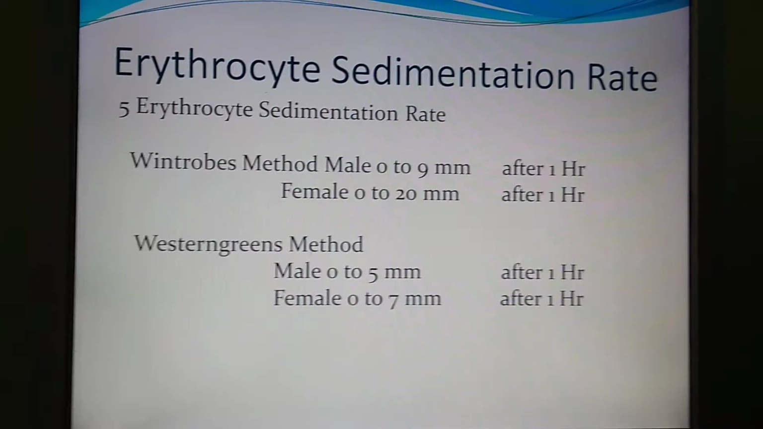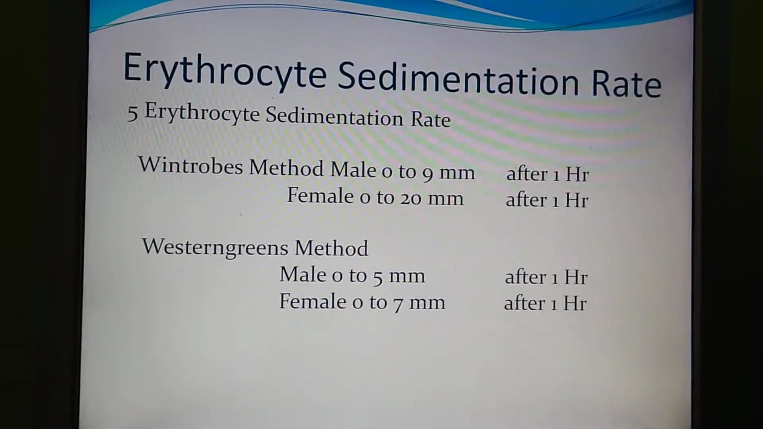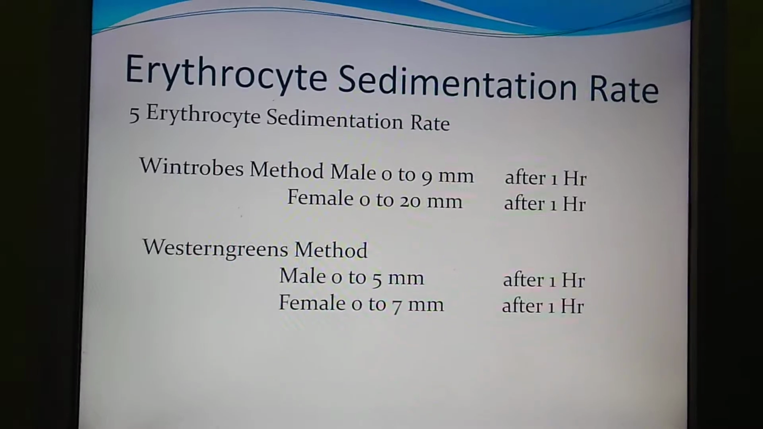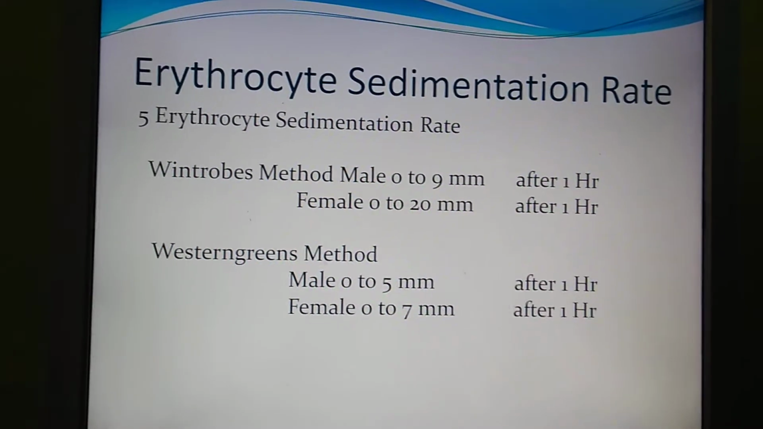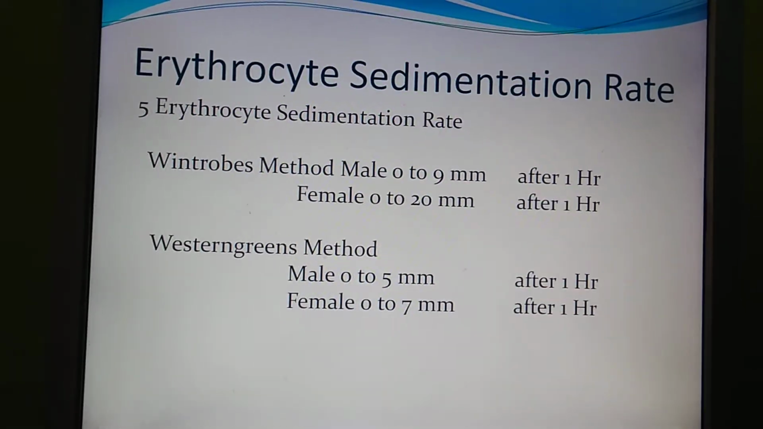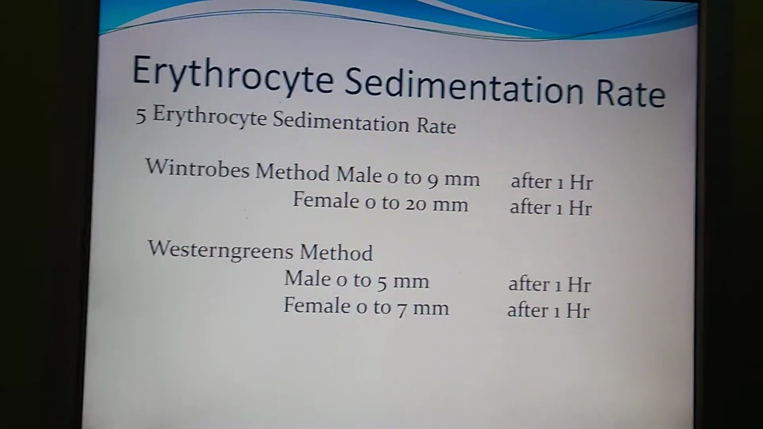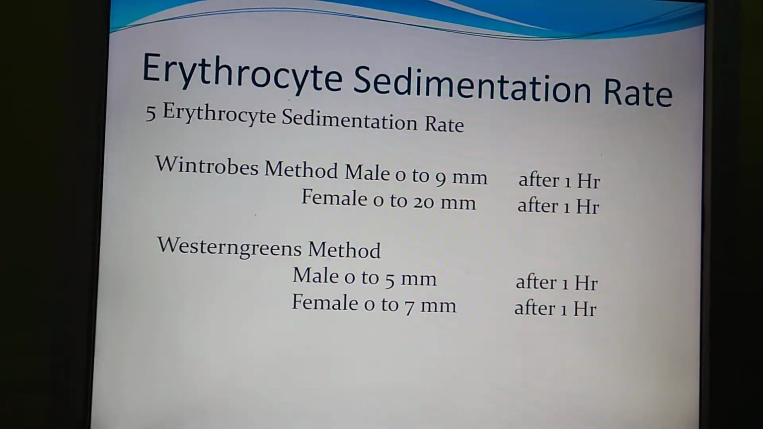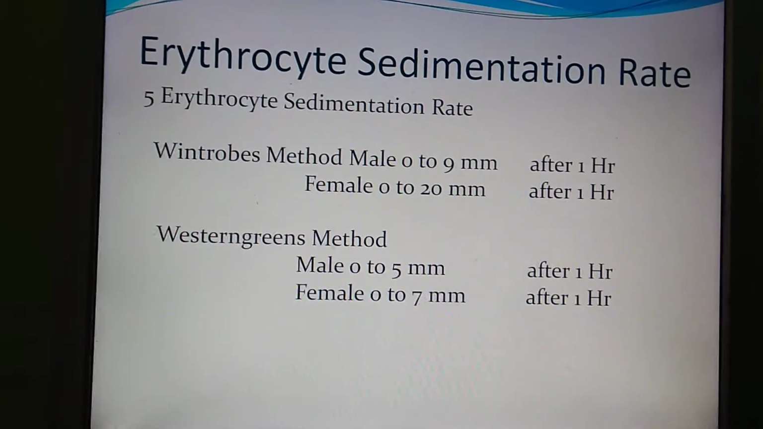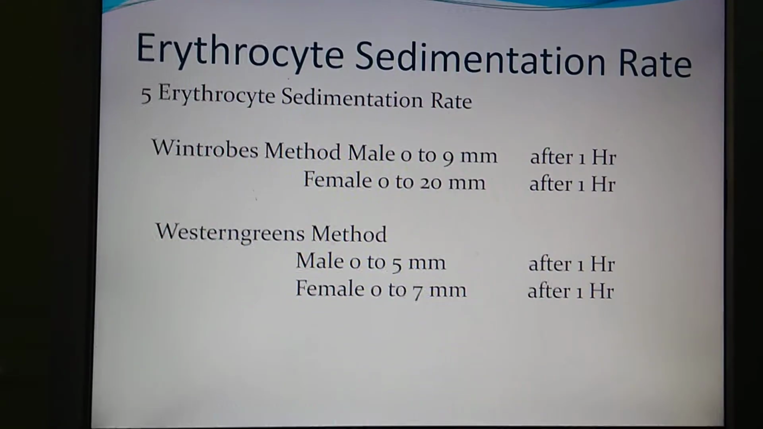By Wintrobe's method, the normal value in males is 0 to 9 mm after 1 hour. In females, 0 to 20 mm after 1 hour. By Westergren's method, males 0 to 5 mm after 1 hour, and females 0 to 7 mm after 1 hour.